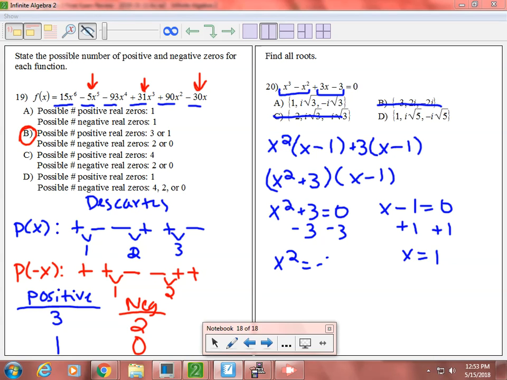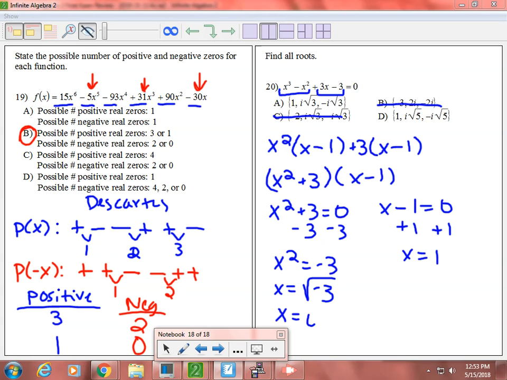I have x squared equals negative 3. Then I want to take the square root of negative 3. Well, as soon as you see a square root, you're taking out i root 3, and remember that it's plus or minus of that. So you have the 2 answers that go with that and give you A.